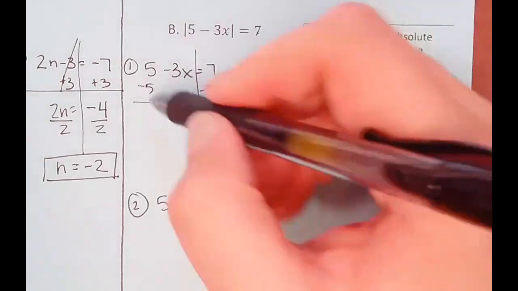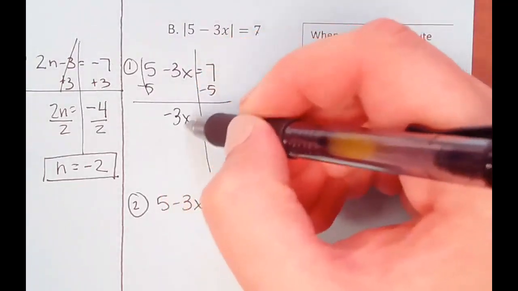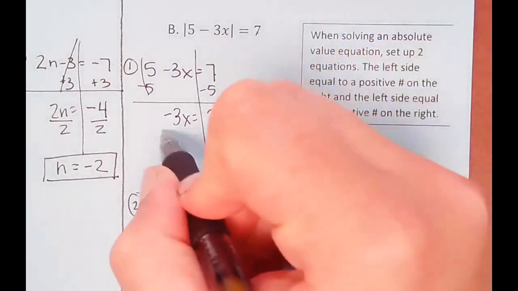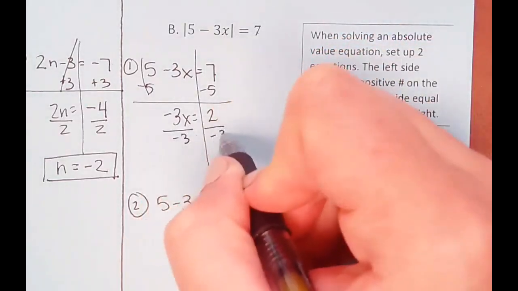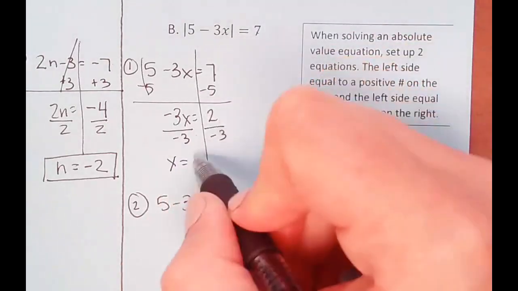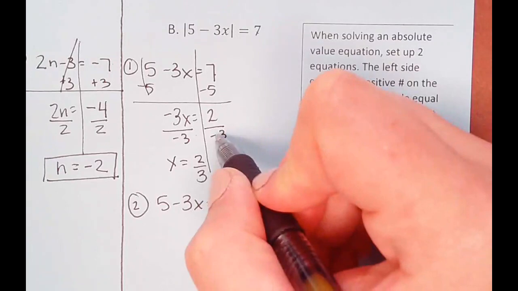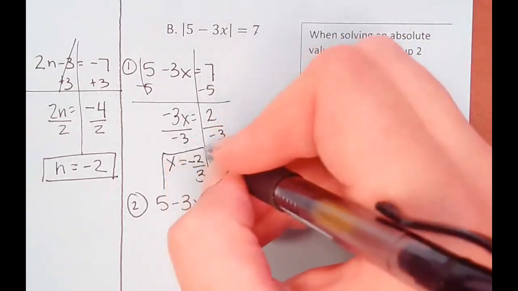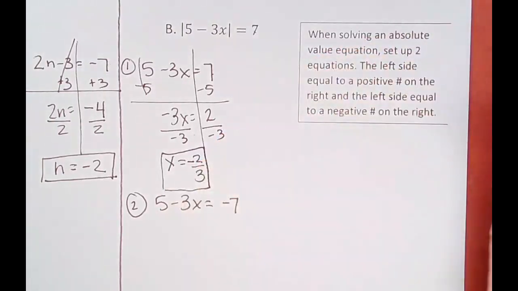Same first step down here. Subtract 5 on both sides. On the left, the 5's cancel. Negative 3x drops down. Negative 7 minus 5 will be negative 12. Divide both sides by negative 3. So x equals 4.